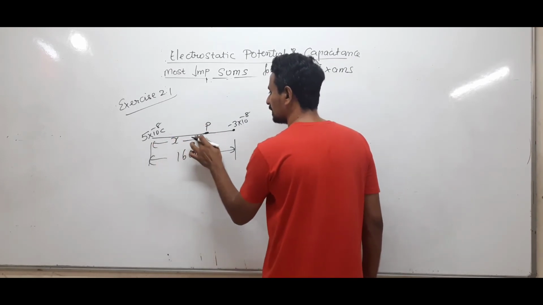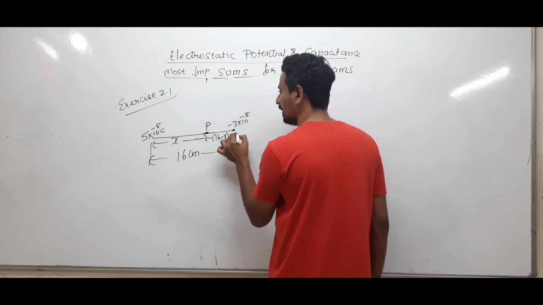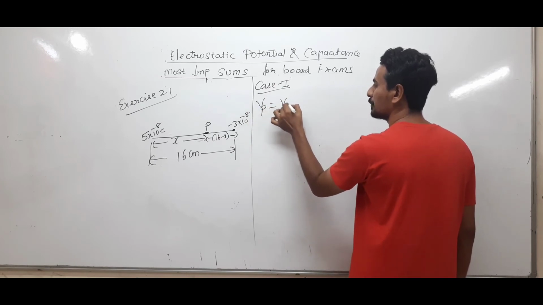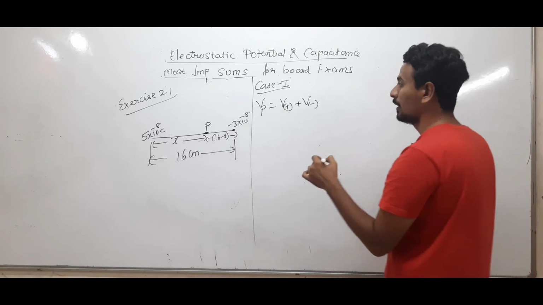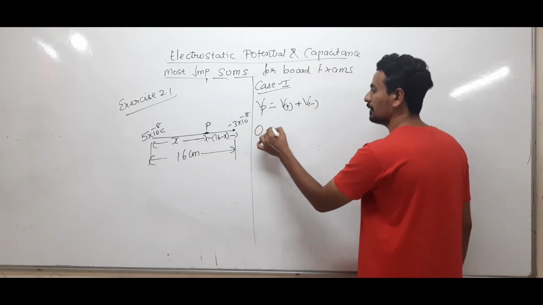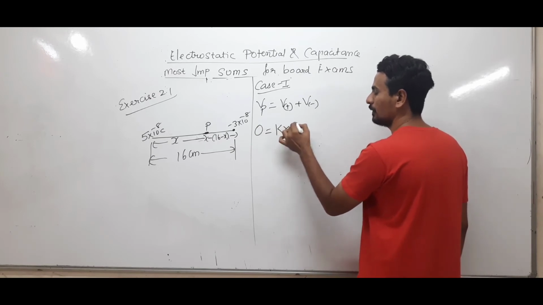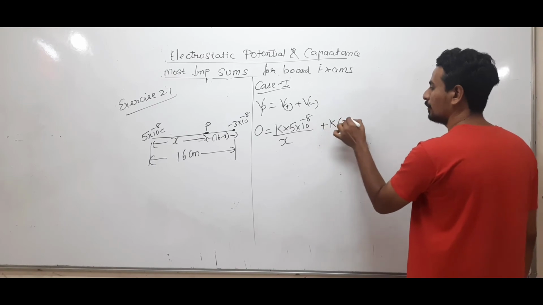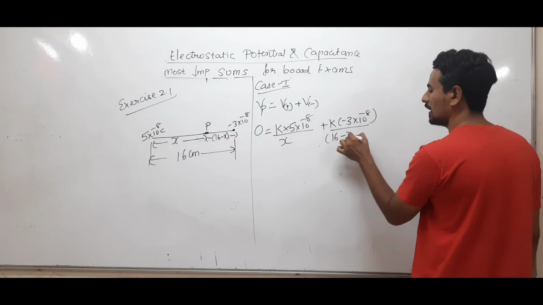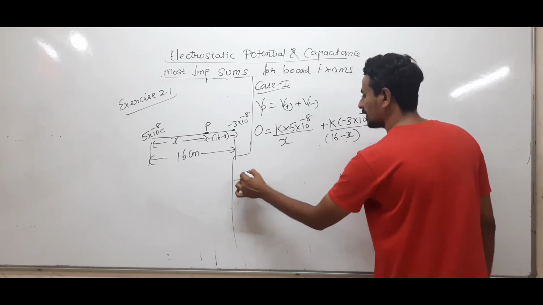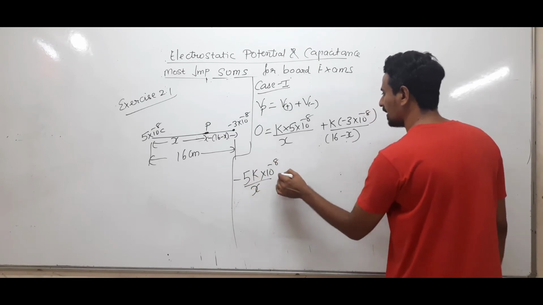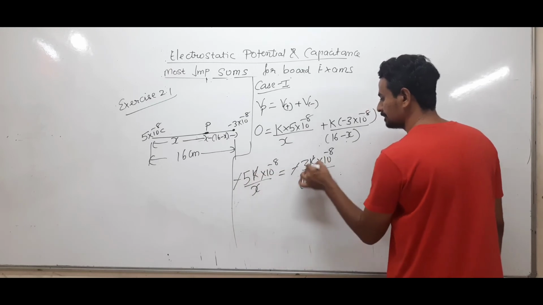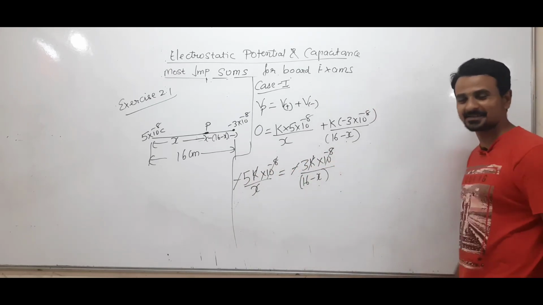Let this distance be x. So this will be 16 minus x. This is your first case. Potential at point P will be potential due to positive charge plus negative charge. You have to find x where potential becomes 0. This will be 0. Potential due to positive charge will be k into q upon r. Potential of a point charge is kq by r, plus k into q upon r. Solve this. 5k into 10 raised to minus 8 upon x equals minus 3k into 10 raised to minus 8 upon 16 minus x. Right? Minus minus gets cancelled, k gets cancelled, 10 raised to minus 8 gets cancelled.